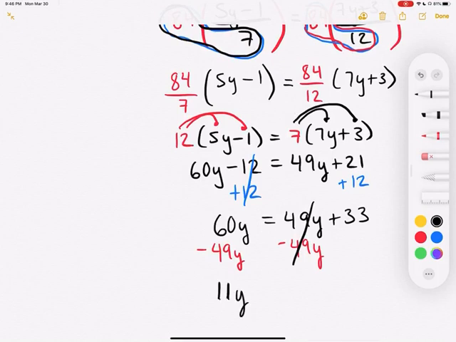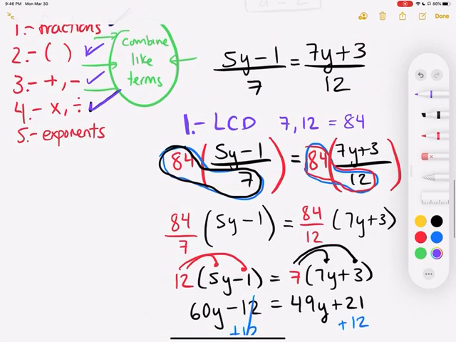60 minus 49y, that's 11y, equals, and the right side only has 33 left. Now at this point, I'm done with all of the additions and the subtractions. I don't have any more additions and subtractions. I can move to the next step, which is going to be multiplications, divisions.